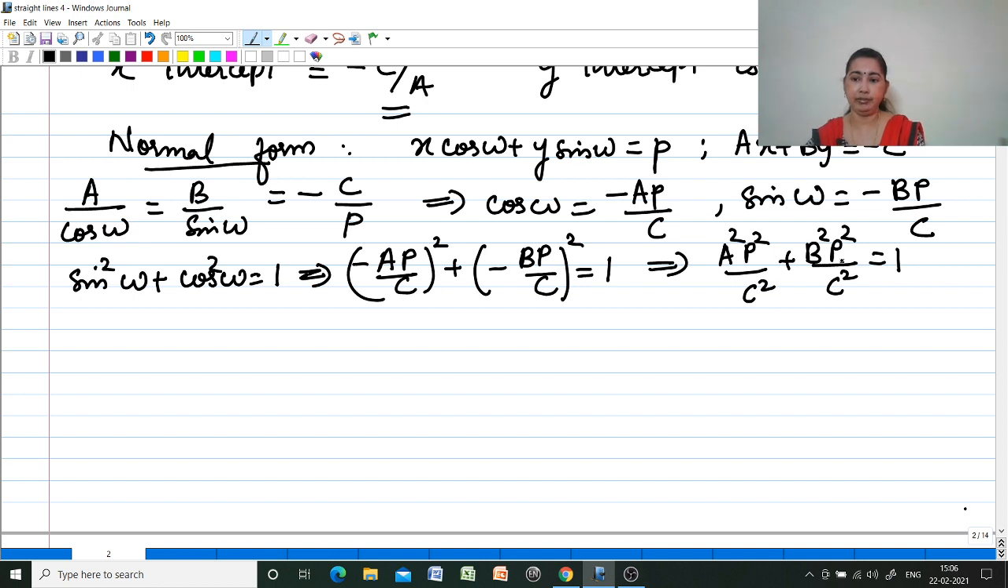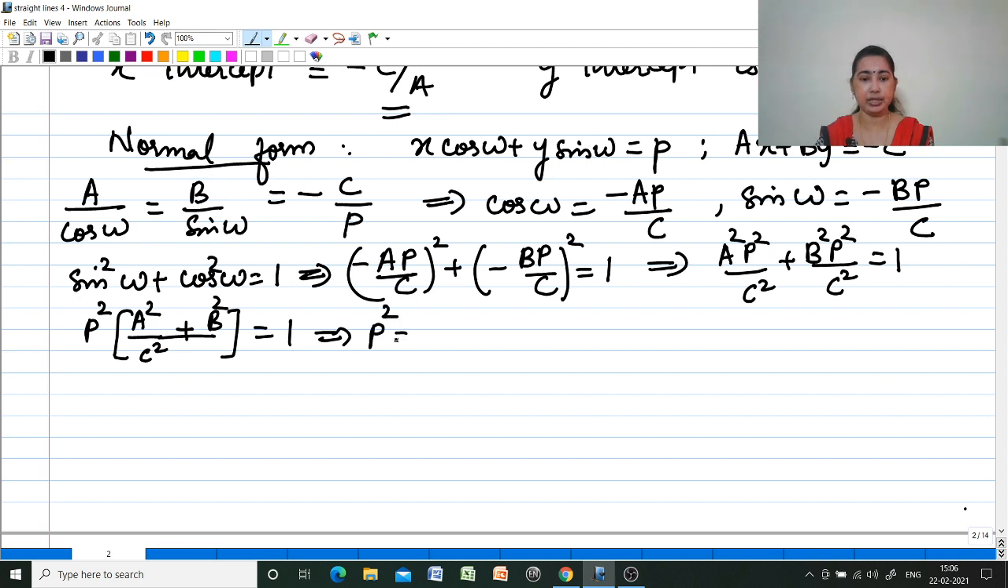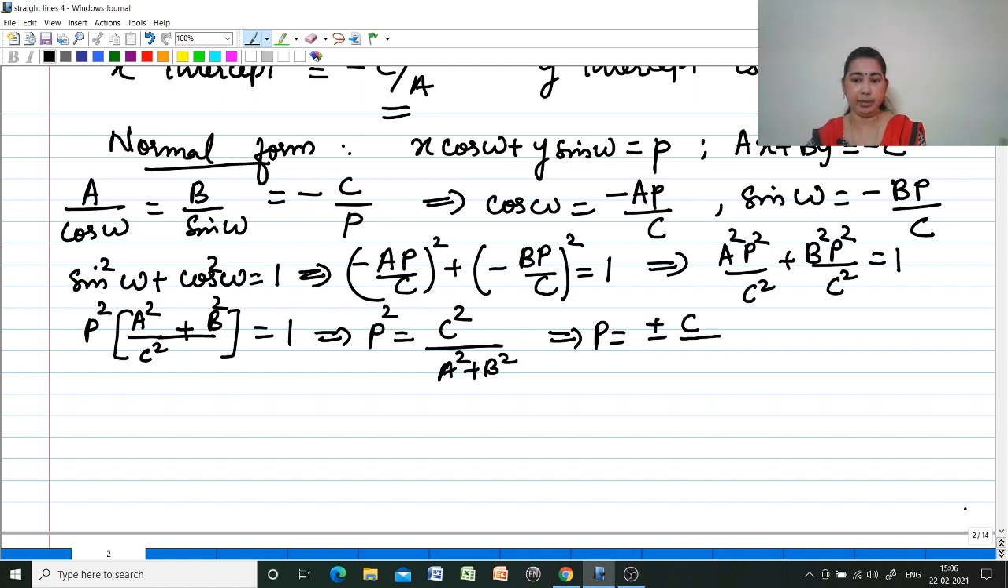From here we can see that p square is common. Taking p square out, the remaining is a square by c square plus b square by c square, which together we can write as p square into (a square plus b square) by c square is equal to 1, or p square is equal to c square by a square plus b square, or p is equal to plus or minus c by root of a square plus b square. So we got the value of p.